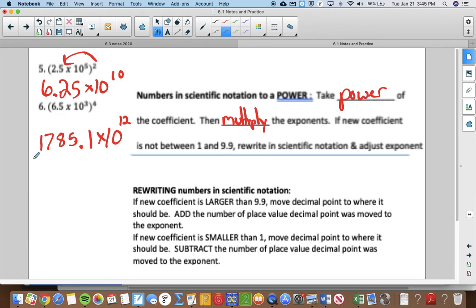However, this number right here is not in scientific notation. The decimal point needs to move there between the 1 and the 7. So 1.7851 times 10 to the what? This number was too large, so you need to add the number of places the decimal point was moved to the exponent. So it's going to be 12 plus 3 because it moved 3 places, so it's 10 to the 15th power. These 3 places got added to the power.